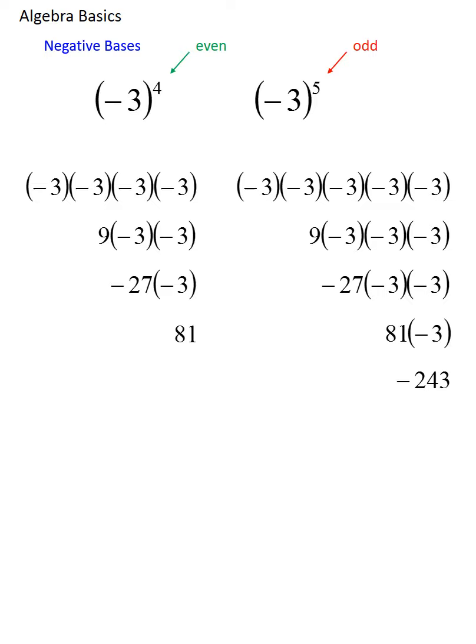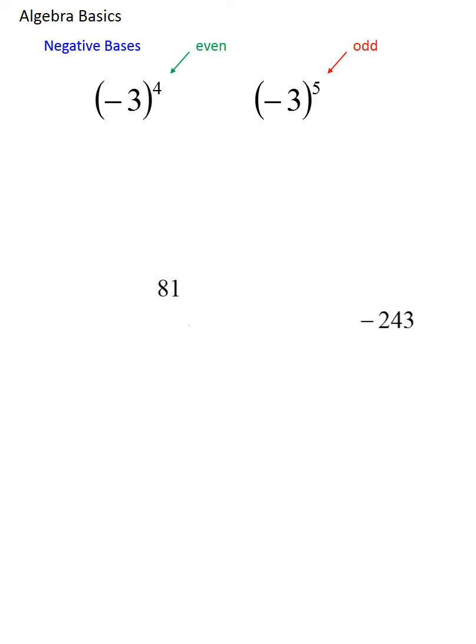The one thing that we can say happened in this case is that when we raised a negative base to an even power, we got a positive answer. But when we raised a negative base to an odd power, we got a negative answer. That result, by the way, didn't just happen in this one case by accident. That result is generalizable anytime you raise a negative base to an odd or even power.